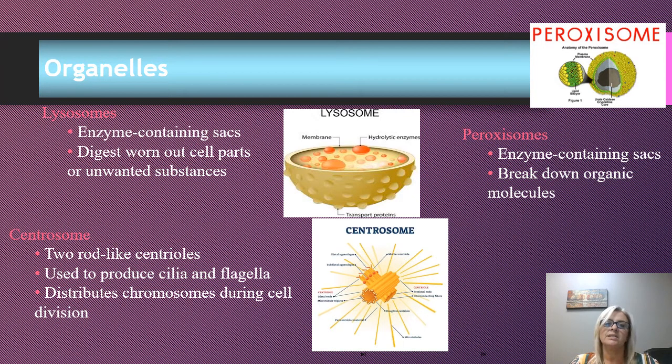They contain an enzyme that is going to take worn out cell parts and dismantle them and pick up debris, okay? These can be kind of hard to identify in a cell because the shape varies some. Then we have the centrosome, and you can see that picture here at the bottom. It is located usually near the nucleus.